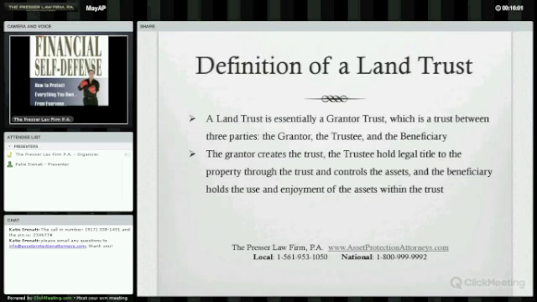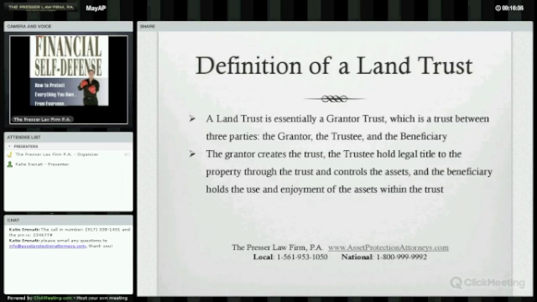So, what is a land trust? Well, a land trust is really just a grantor trust, which is a trust between three parties. And any trust really has these three parties. You have the grantor or settlor. Some say grantor, some say settlor, and that's the person setting up the trust. You then have the trustee, and that's the person who holds legal title to whatever asset is in the trust. And then you have the beneficiary, and that's, of course, whoever benefits from the trust.